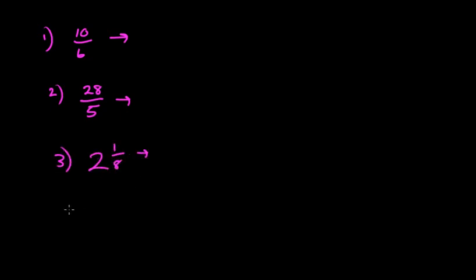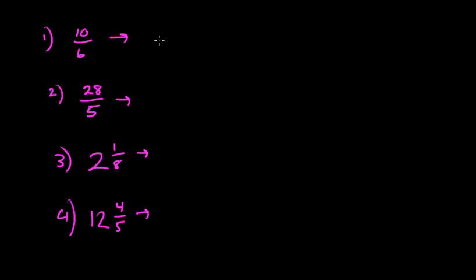I want you to do, let's say, 10 over 6 as a mixed number. Convert 28 over 5 as a mixed number. Then we can do 2 and 1/8 as an improper fraction, and 12 and 4/5 as an improper fraction. So pause it, have a crack at it, and then we'll go through the answers.